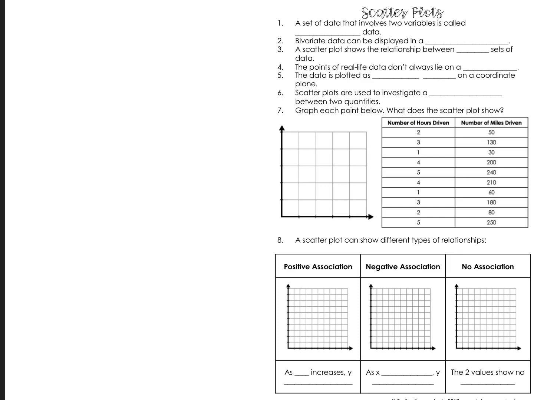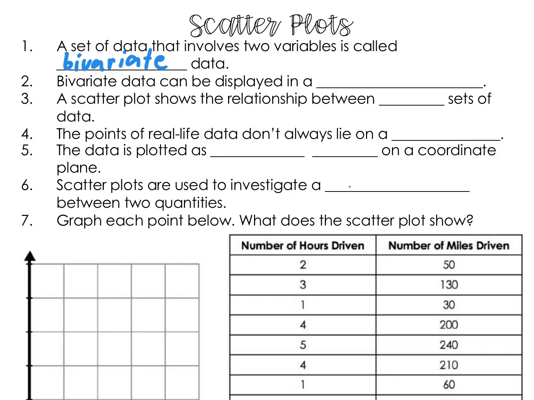Today we will learn about scatterplots. A set of data that involves two variables is called bivariate data. Bivariate data can be displayed in a scatterplot. A scatterplot shows the relationship between two sets of data.